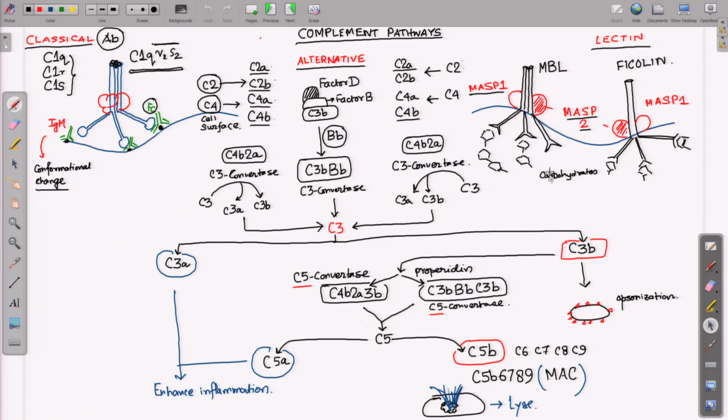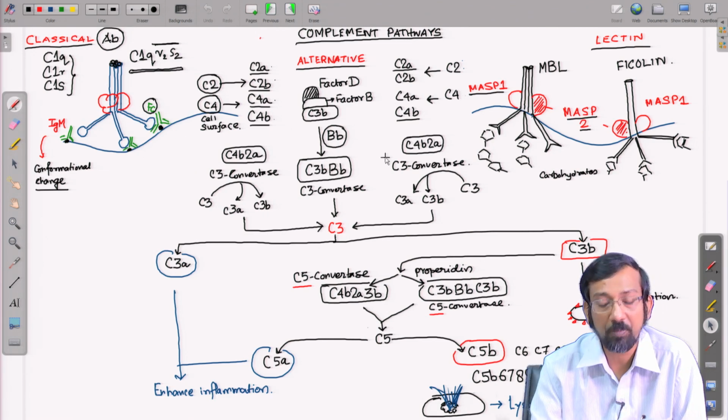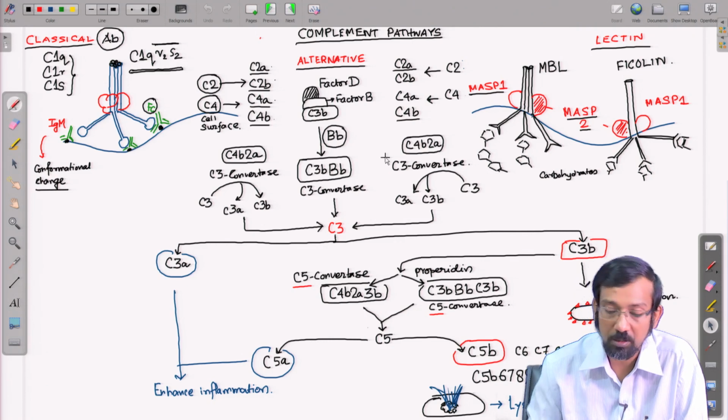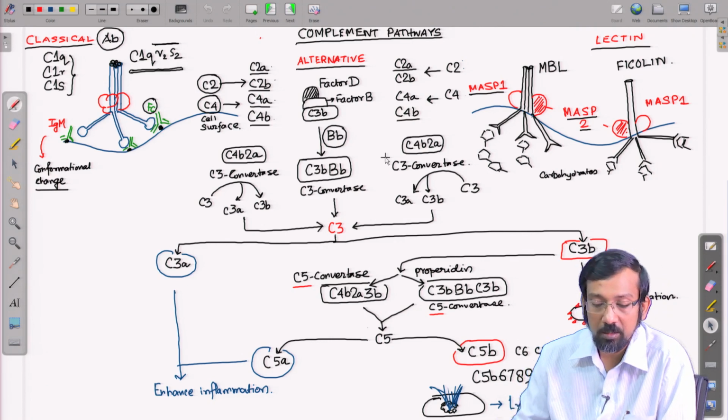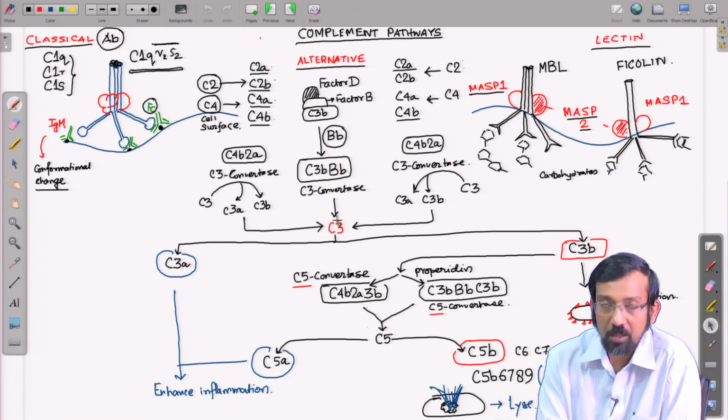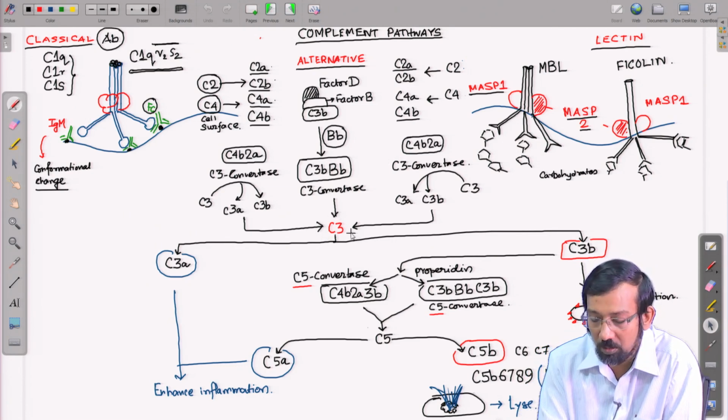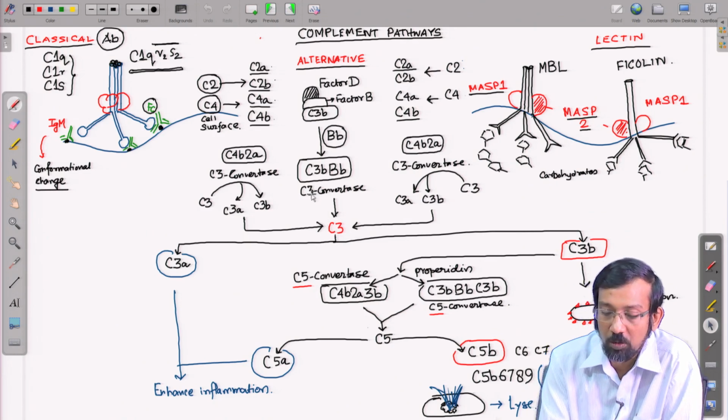The lectin pathway starts with the interaction of specialized lectins like mannose binding lectin or ficolin with the carbohydrate moieties on the surface of the pathogen. And remember, most of these reactions in the complement activation pathways occur only on the surface of the pathogen, and there all of them converge at the point of formation of C3 convertase.